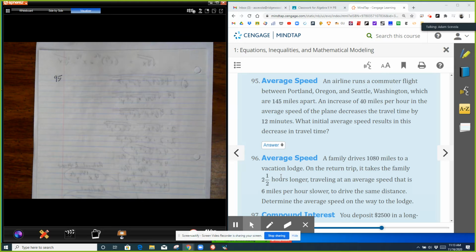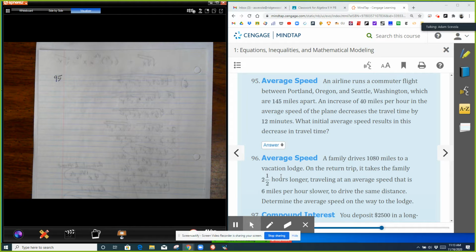All right, number 95, average speed, a related rates problem. It says we have an airline that runs a commuter flight between Portland, Oregon and Seattle, Washington, which are 145 miles apart. An increase of 40 miles per hour in the average speed of the plane decreases the travel time by 12 minutes. What initial average speed results in this decrease in travel time?